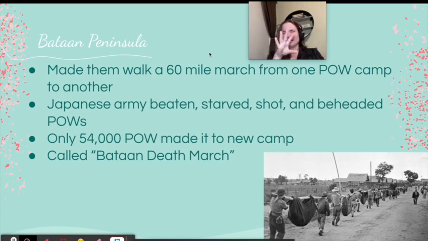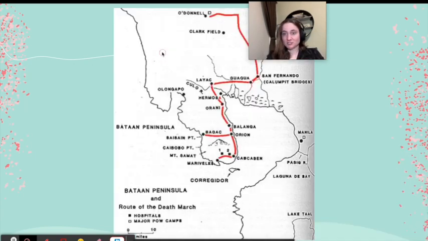And only 54,000 prisoners of war made it to the new camp. So that means over 20,000 people died during the journey from one camp to another. And this is called the Bataan Death March. So here's a more zoomed-in map of it. They had to go from here all the way up to here. And during that time period, over 20,000 prisoners of war died.